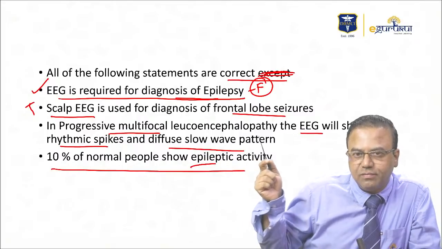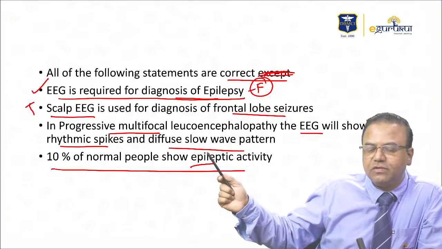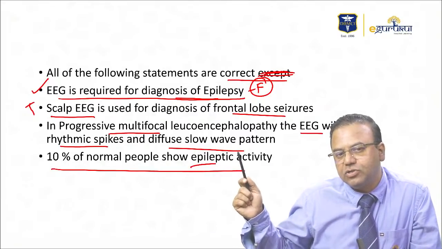This is plus or minus. You know, I don't know what the exact wordings of the choice were. Ideally, the characteristic finding is a slow wave pattern.